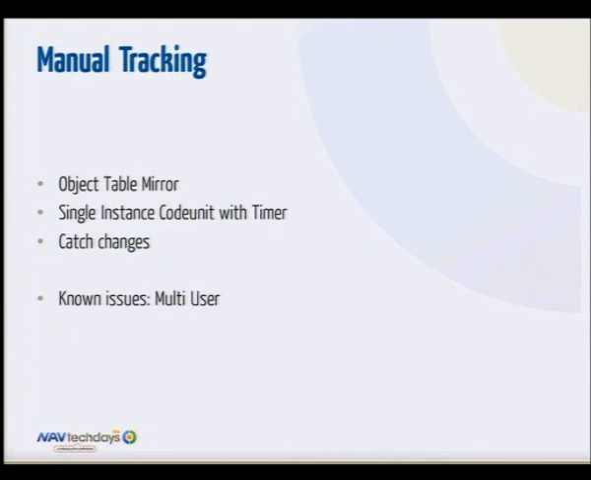This is something that I did when we had a native database without the possibility of SQL triggers. Basically what I did is I had an object table mirror, a single instance codeunit with a timer which is constantly pinging to catch the changes. So whenever there is something in the object table which has a mismatch in my copy table, then I know that an object has changed. But there might be multiple developers working on the same database, so multi-user is a big issue in that case.